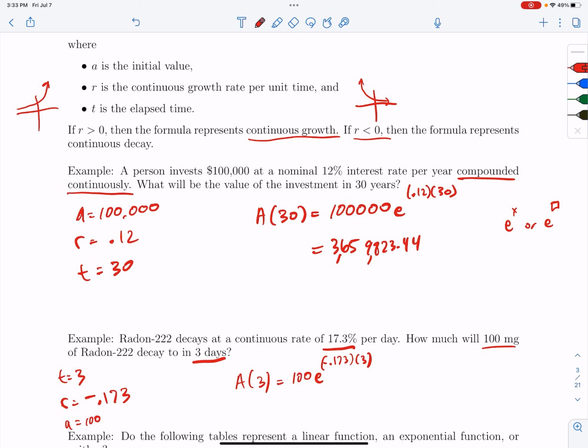So typing this all in, 100 E negative 0.173 times 3. And I end up with 59.31, and that's going to be in the same unit, milligrams. So that's how much is present after 3 days.